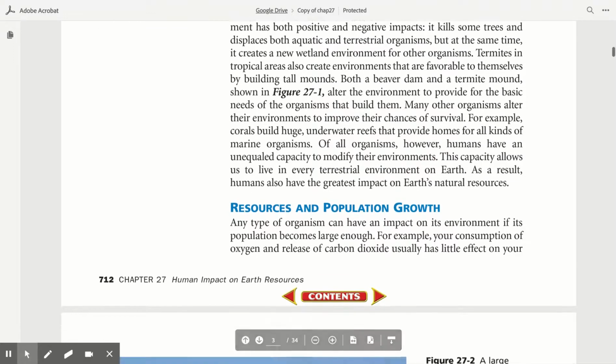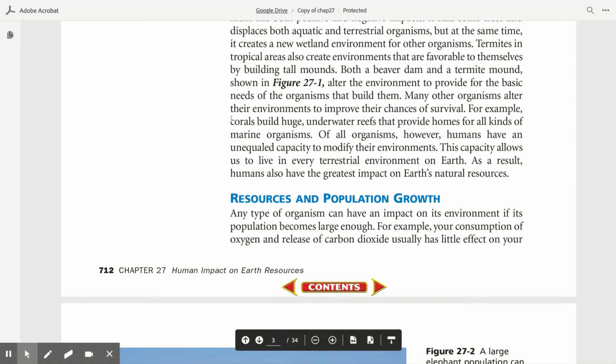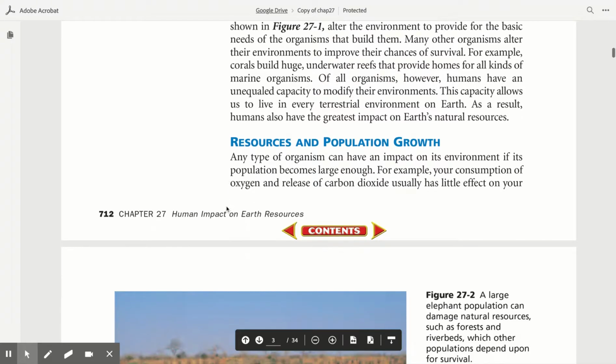Many other organisms alter their environment to improve their chances of survival. For example, corals build huge underwater reefs that provide homes for all kinds of marine organisms. Of all the organisms, however, humans have an unequaled capacity to modify their environments. This capacity allows us to live in very diverse environments on Earth. As a result, humans also have the greatest impacts on Earth's natural resources and population growth.